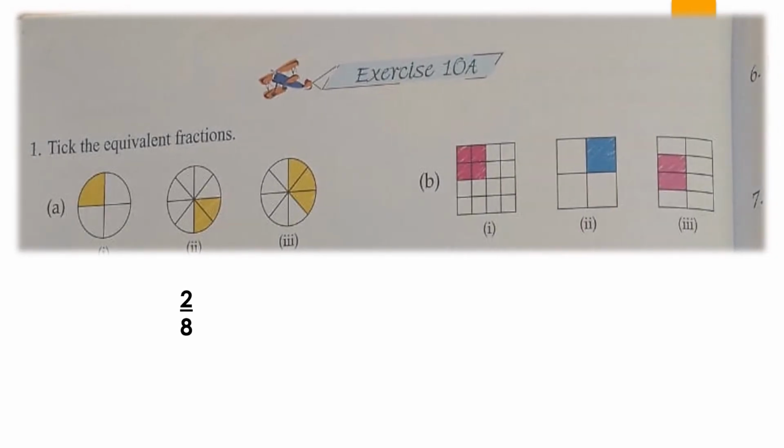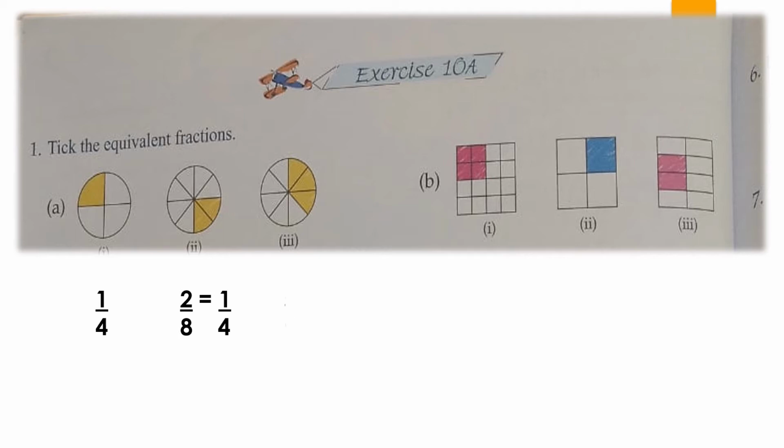Now children, let us do exercise 10A. Take the equivalent fractions. So you have to find out among these which are the equivalent fractions. Now see the A part, there are 3 circles. The first one is making the fraction 1 by 4. One part is shaded, the total parts are 4. In the second figure, total parts are 8 and out of that 2 are shaded. Now 2 and 8, both of them come in the table of 2. Now divide both the numerator and the denominator by 2. So you will get 1 by 4. 2 ones are 2 and 2 fours are 8.